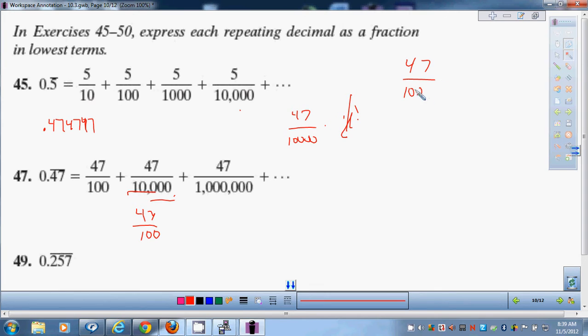47 over 10,000. Flip and multiply. Cancel, cancel, cancel, cancel. You're left with 1 over 100. Then you have your r value, that's your r value of an infinite geometric sum. So you have a sub 1, which I'll put as a decimal, 0.47, 47 over 100, over 1 minus r.